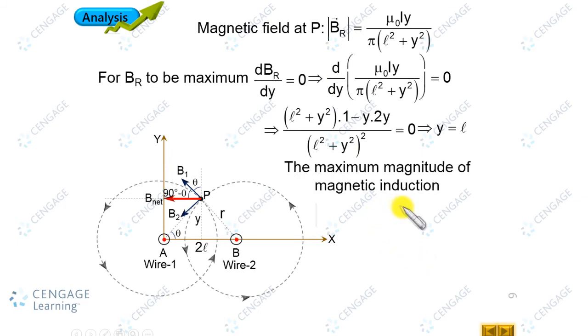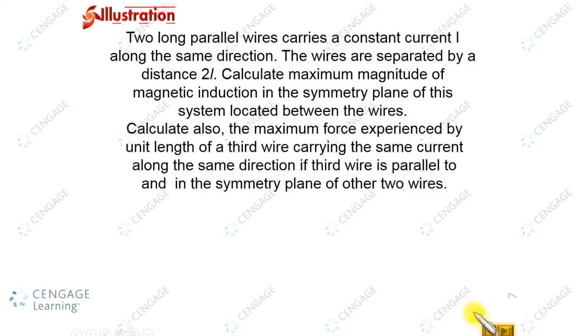So the maximum magnitude of the magnetic field should be this one, mu naught I L divided by pi times (L square plus L square). In place of y we have substituted L. So this is mu naught I divided by 2 pi L, the magnetic field, that is the maximum magnitude of the magnetic field because of these two wires. Now let us move to the second part of the question.